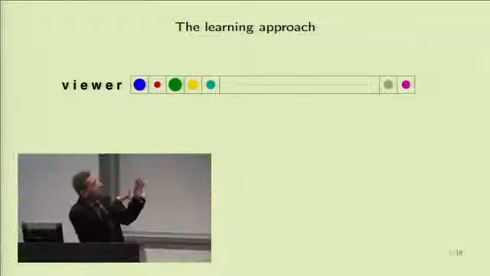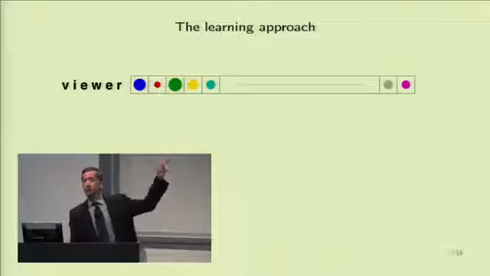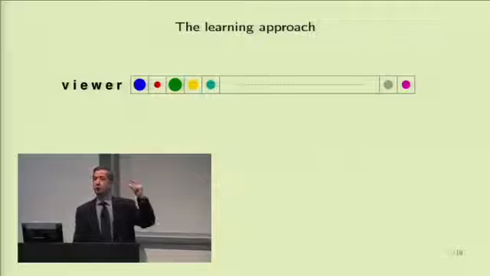So let's look at the learning approach. So in the learning approach, we know that the viewer will be a vector of different factors and different components for every factor.